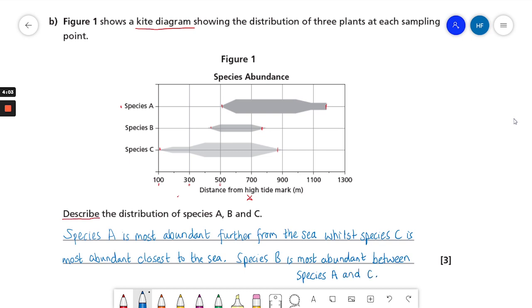Right, so you've got 3 marks there. So the first mark will be for talking about species A, which we've done first of all. In the first sentence, species A is most abundant further from the sea. Second mark for mentioning where we find species C, while species C is most abundant closest to the sea in the second part of this first sentence. And finally, we mention where we find species B being most abundant between species A and C. So that would be the third mark.